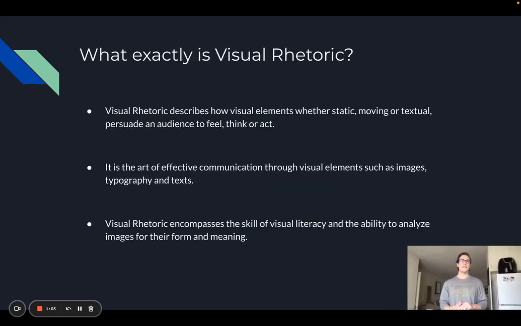What exactly is visual rhetoric? Visual rhetoric describes how visual elements, whether static, moving, or textual, persuade an audience to feel, think, and to act. It's the art of effective communication through visual elements such as images, typography, and text. Visual rhetoric encompasses the skill of visual literacy and the ability to analyze images for their form and meaning.